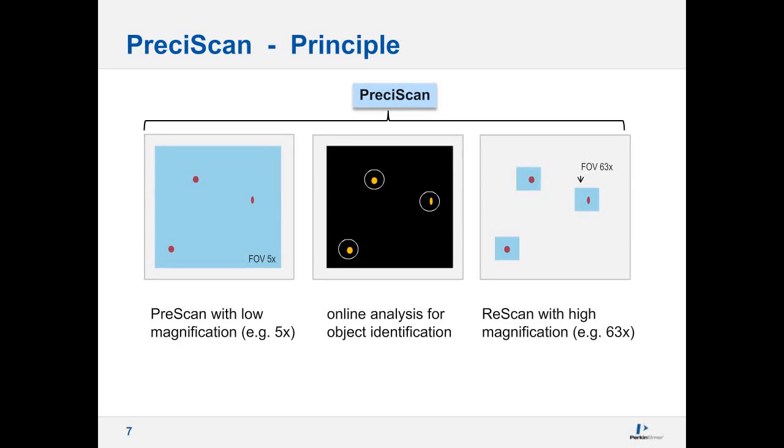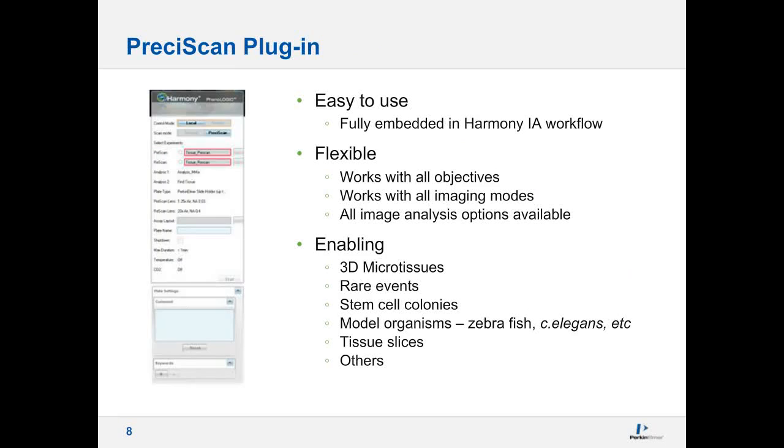I'm not going to go back over it because Jakob gave a nice overview and introduction to the principles of PreciScan. It's a method where we can do a pre-scan of cells, and then go back and do a rescan at higher magnification. This is a technique that's really been needed in the community for a long time, and I'm really glad that PerkinElmer has brought this into their portfolio. It's really easy to use.